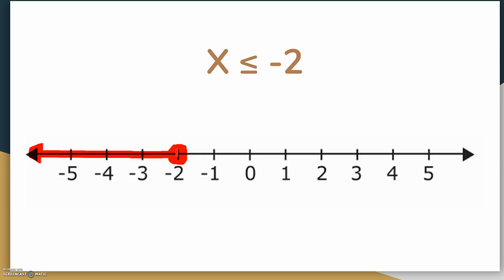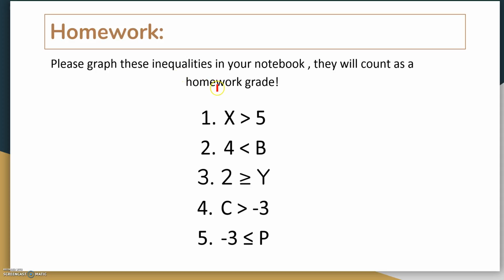All right. That's our lesson for today. Your homework is going to be to graph these inequalities in your notebook. They will count as a homework grade, so make sure you do them. They're only 5. Just plot your points and bring them to class tomorrow.